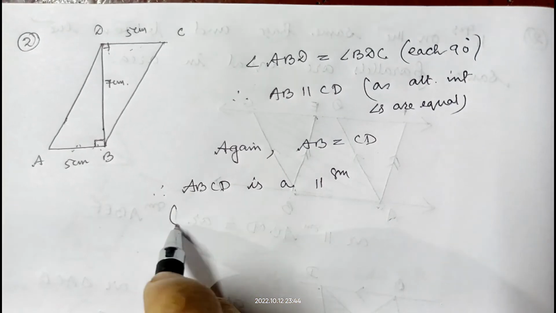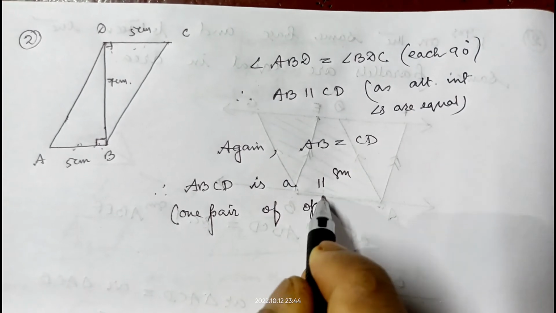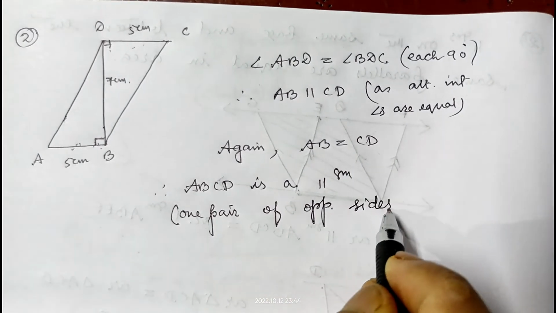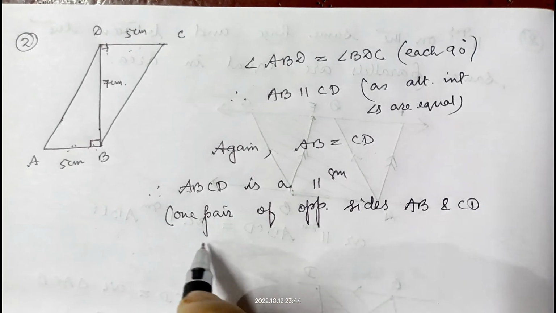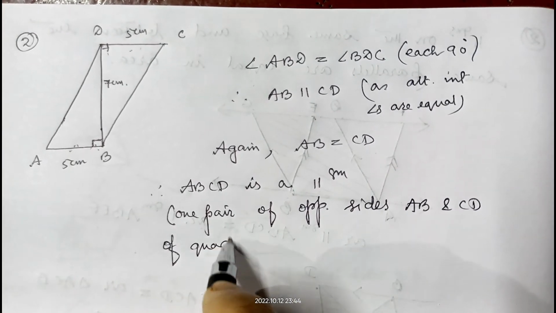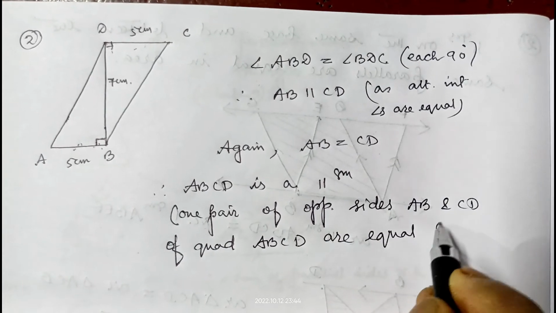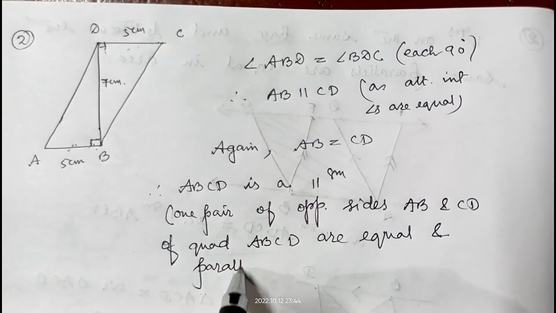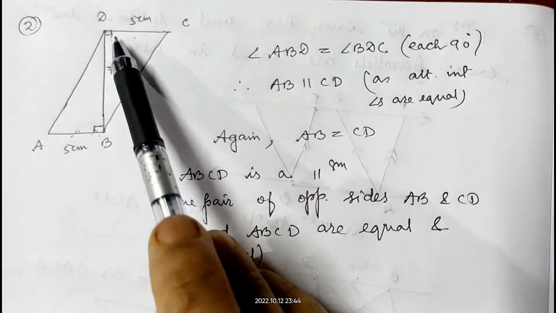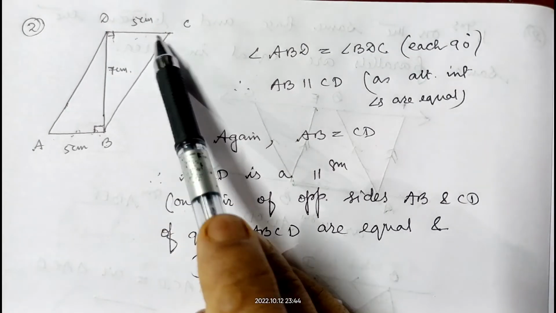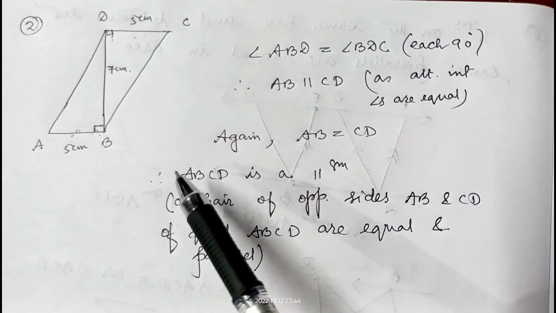So we can write, therefore ABCD is a parallelogram. Why? Because one pair of opposite sides, that is AB and CD of quadrilateral ABCD, are equal and parallel. So first of all, we found that these two angles are equal. Therefore, AB is parallel to CD. Again, AB equals CD. Since one pair of opposite sides are equal and parallel, ABCD is a parallelogram.